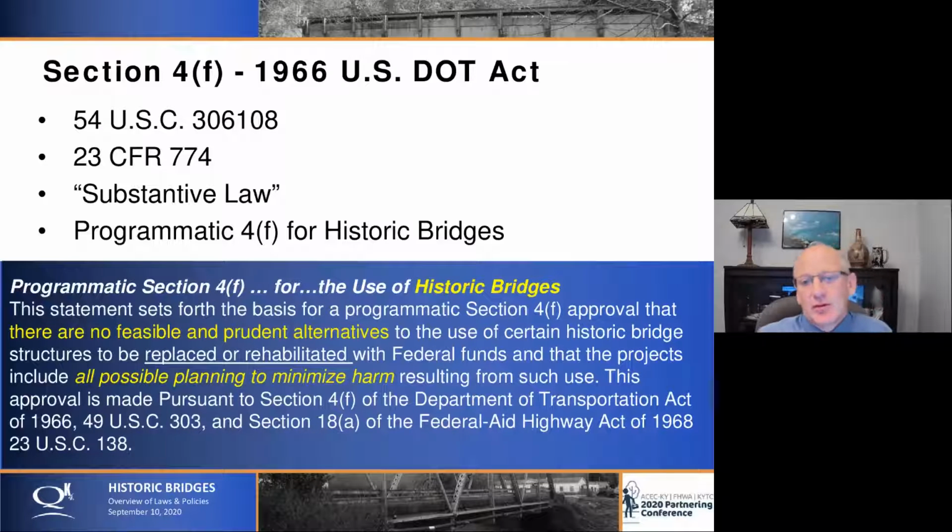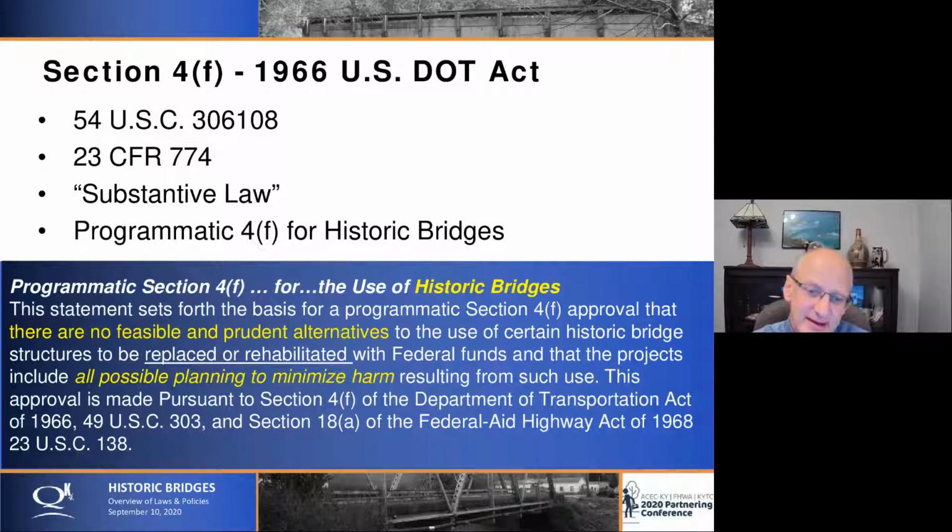So the second law that governs historic bridges is Section 4(f) of the 1966 U.S. Department of Transportation Act. It's 23 CFR 774. If you're not familiar with it, write that down and go look it up. It's pretty straightforward. But it is a substantive law rather than a process law, where it says you can and cannot do certain actions. So I'm going to read a quote here from the law.